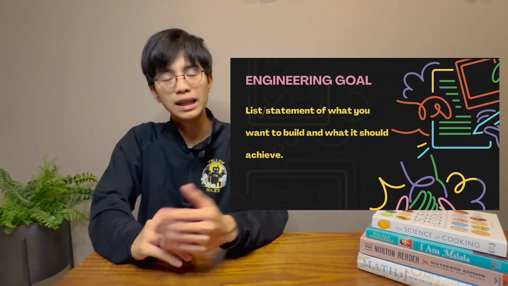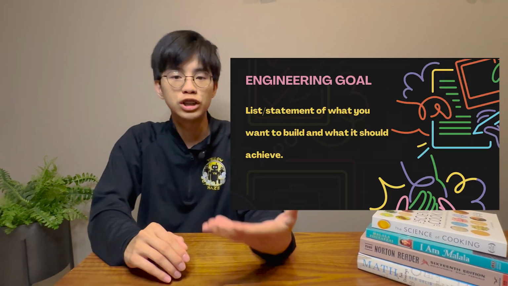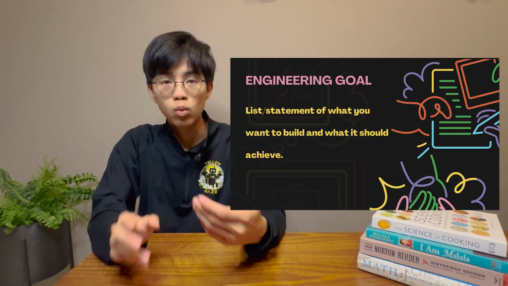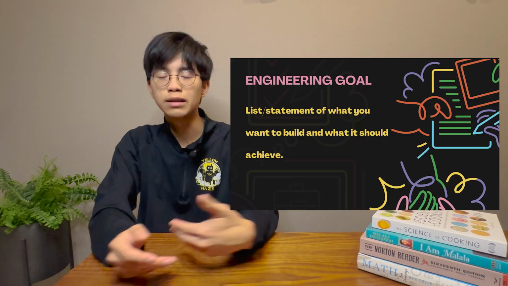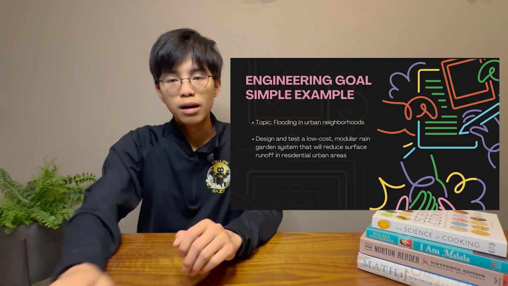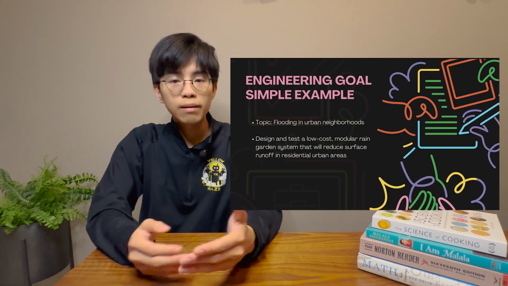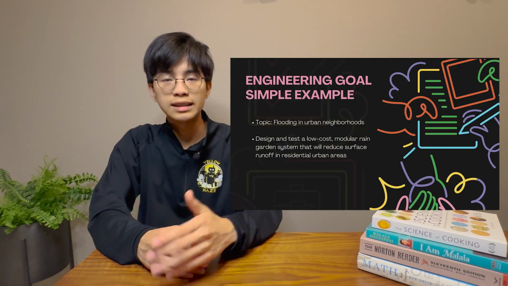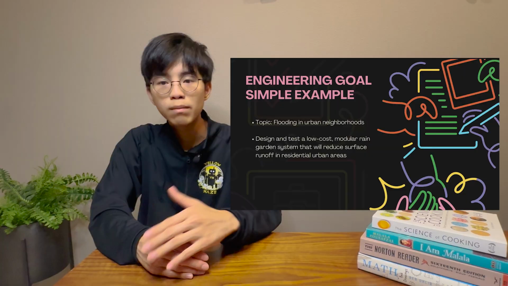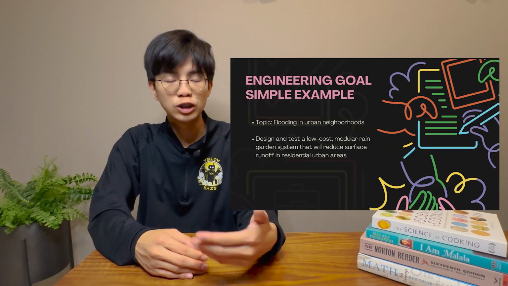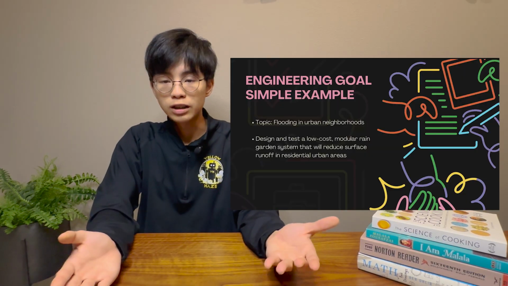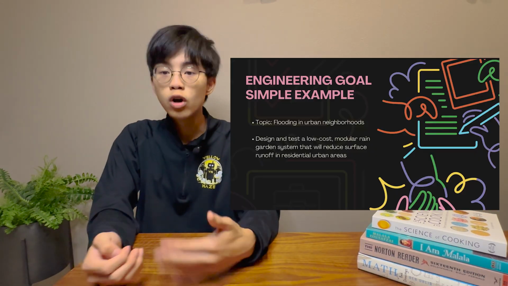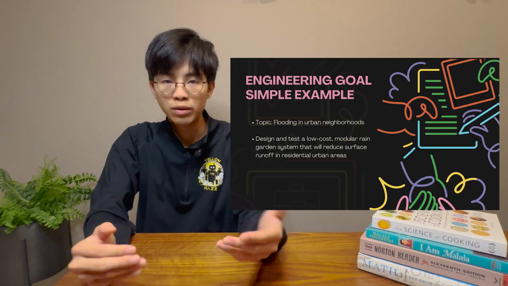Now, an engineering goal is a list or statement of what you want to build and what it should achieve. It's that self-explanatory. If you want to build something, then write out what you want that thing to be able to do, what it should achieve, maybe some benchmark it should pass, right? Here's a simple example. Topic: flooding in urban neighborhoods. Your engineering goal will be then: design and test a low-cost modular rain garden system that will reduce surface runoff in residential urban areas. It's very clear. And so what you're going to build: a low-cost modular rain garden system. What will it do? Reduce surface runoff in residential urban areas.